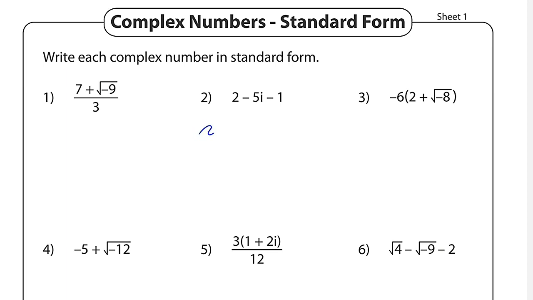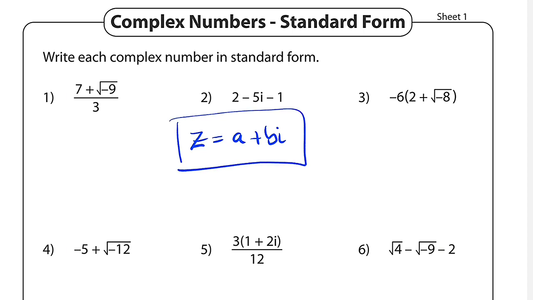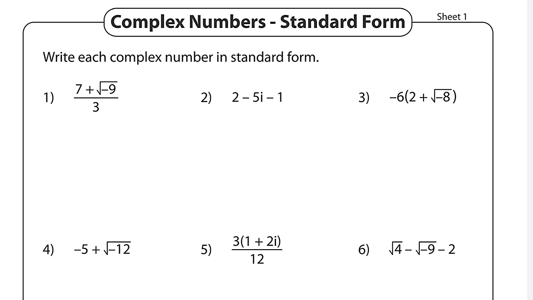Remember, the standard form of any complex number is z equal to a plus bi, for which both a and b are real numbers and i is the imaginary number. So we are going to express all of these problems in this form. Let's get started. We have the first one, 7 plus the square root of negative 9 divided by 30.